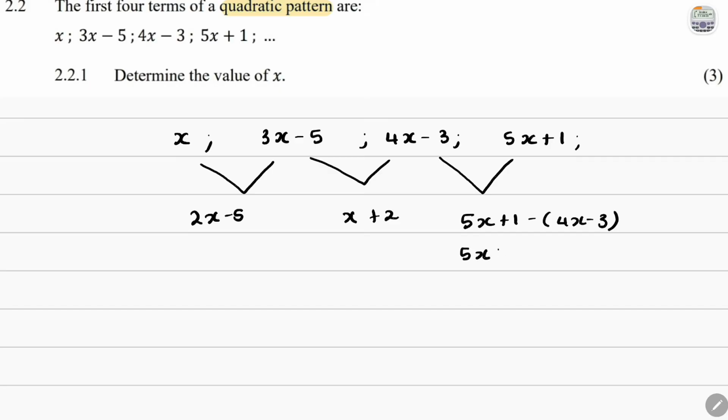And that is now 5x plus 1 minus 4x. And then that becomes a plus 3. And when we subtract that, that becomes x. And 1 plus 3 is plus 4. Okay, so we have x plus 4. And these are now our first differences.